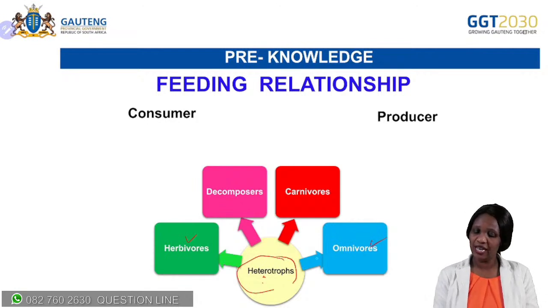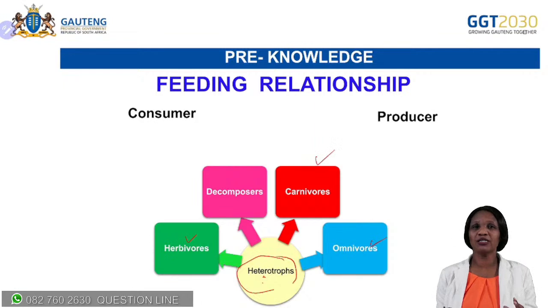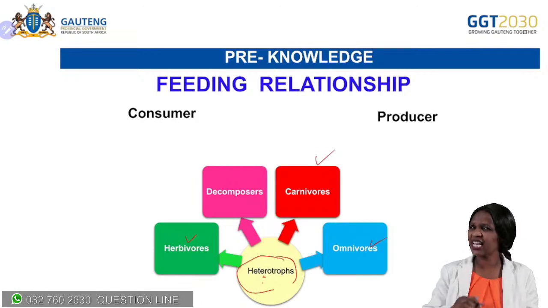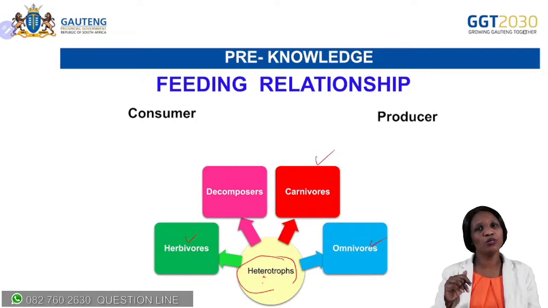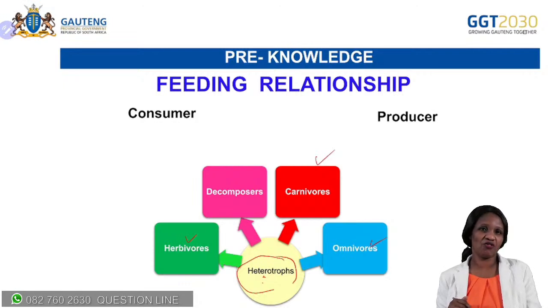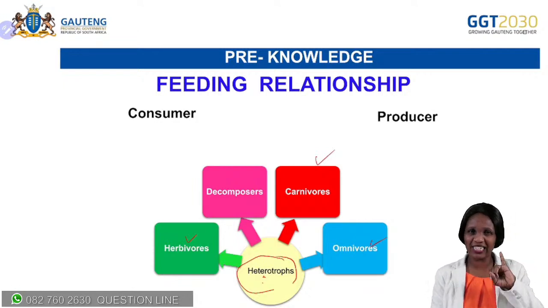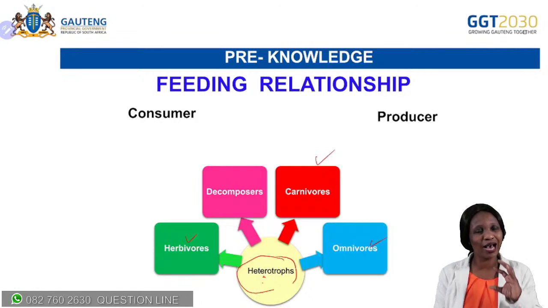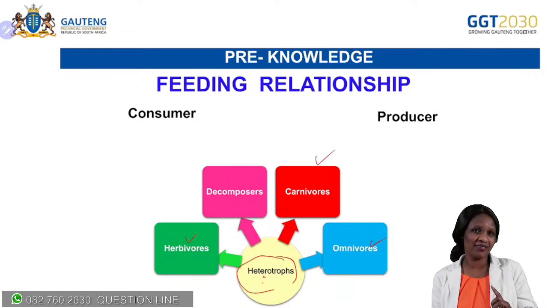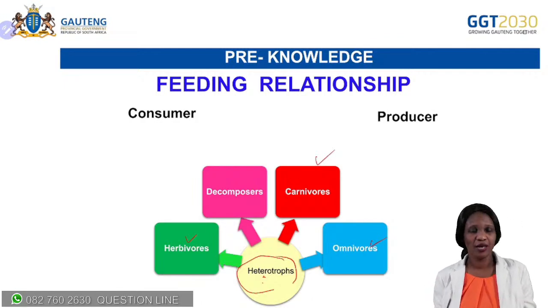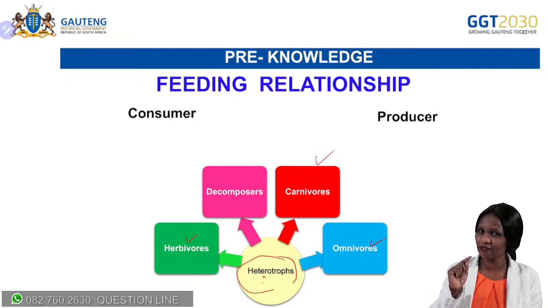And then we've got the carnivores. Carnivores benefit indirectly from plants. Why are we saying indirectly from plants? It is because they eat other animals. All right? Carnivores eat other animals. And we've got different types of carnivores. We've got the predators. When we're talking about the predators, we are talking about those animals that hunt for their prey. For example, we've got the lions, we've got the tigers, we've got the cheetahs. They are predators. They hunt for their prey.